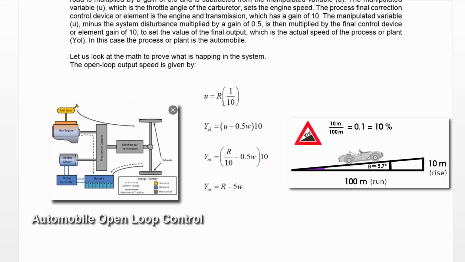So if we take U and we substitute in what U is, R times 1 over 10, we get R over 10, minus 0.5 times the slope, W, all times the plant gain, 10. Multiply 10 through, and we get R minus 5W equals the plant output.